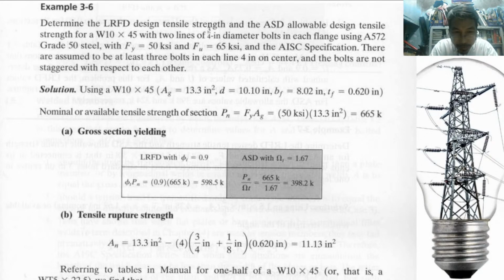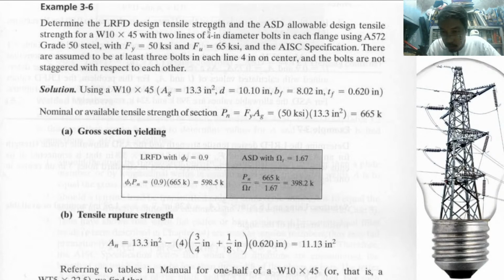So we can take a look at the table. I would like to ask every one of you to prepare a table or open your table and take a look at the properties of W10 by 45. Okay, take a look.